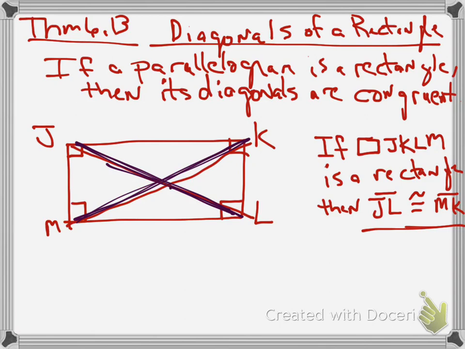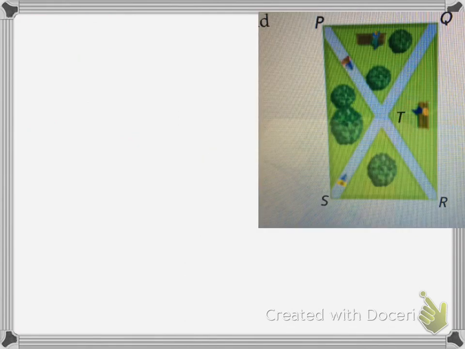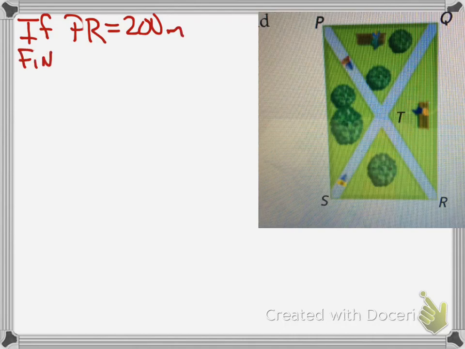Okay, so example. There's only a couple of examples here, and then we'll go over this in class some more. Anyways, here's a drawing. Let's suppose that PR is 200. Find QT. Now we know that PR and QS are the same because we're going to say that it's a rectangle. I would have to tell you somewhere that PQRS is a rectangle. That should be stated there somewhere.